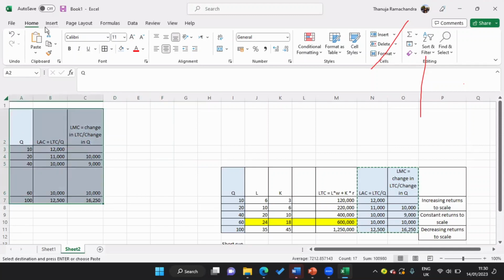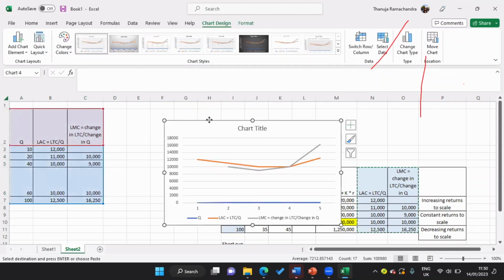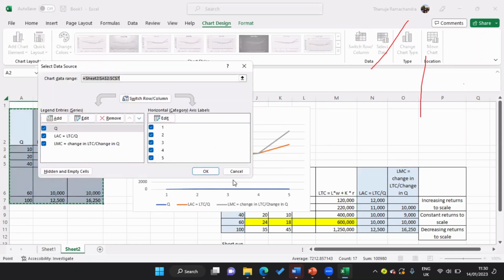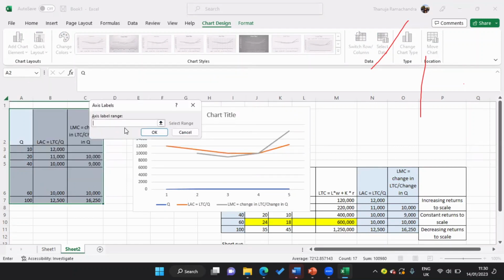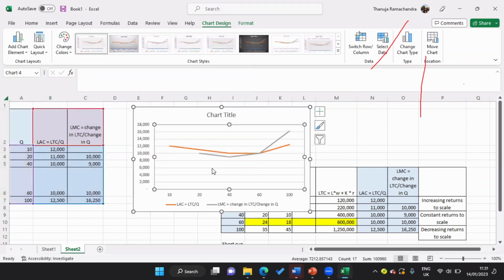Still, I don't know, the graph will take time. We will have to change the data. For this one, the horizontal axis is this one. And from the Q, we have to remove the Q here. Should be okay.